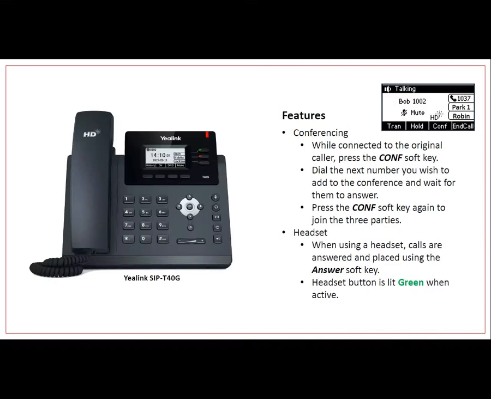If I need to place a conference call, I'm going to dial the first party, and then I'm going to press the conference soft key. I'm going to dial the next number that I want to add to the conference, and that can be an internal extension or an outside number. To officially join that second call to the first one, I'm going to press the conference soft key again, and now all three parties are on the phone.